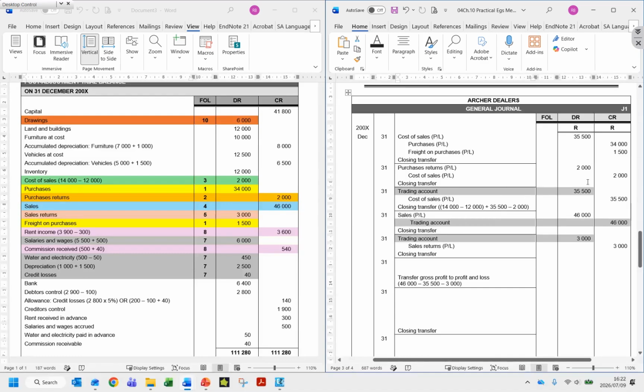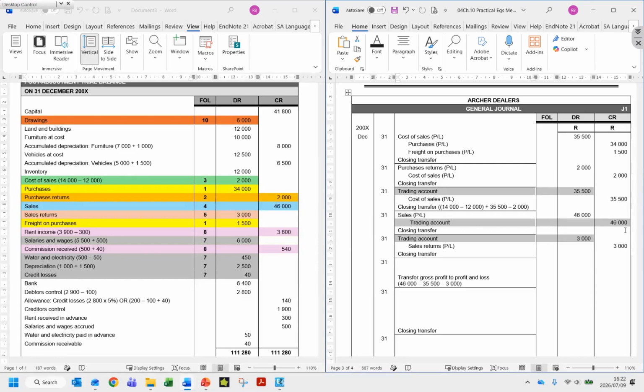The first one is the cost of sales that has been transferred, and then the next two are the sales and the sales returns, which represents net sales. So if we go and balance this trading account, we look at the amounts on the debit side. In total on the debit side, we have 38,500 Rand in the trading account, and on the credit side, we have 46,000 Rand. The credit side therefore has the larger total, which results in a credit balance.